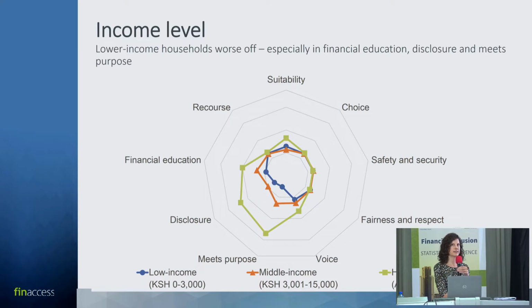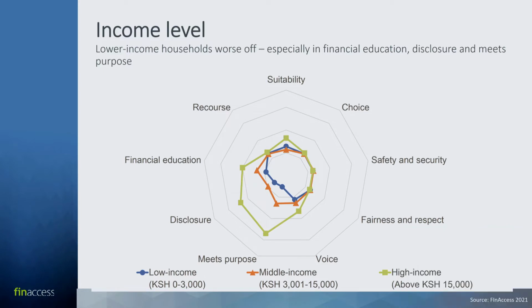So for me, it says that even though I said at the start that financial consumer protection is so multifaceted and a complex concept, it's even more complex because it's not only about financial sector policy, it's also about economic policy and improving livelihoods, and the two go hand in hand.